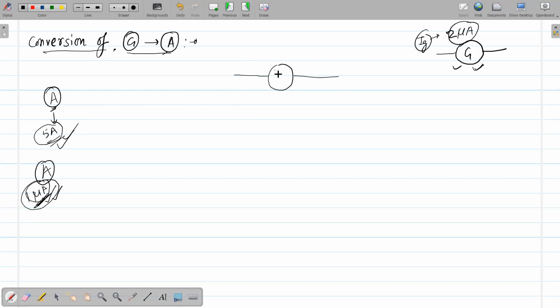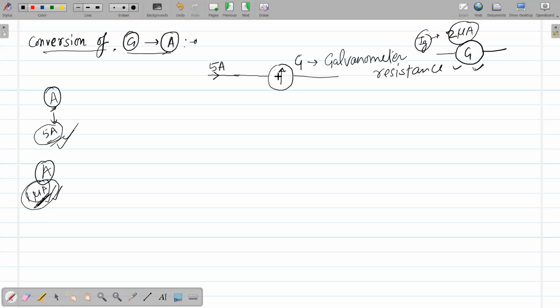This is the galvanometer, let's say. Here we have a needle, right? And actually a galvanometer consists of some kind of coil, right? So that coil must be having some resistance. Let's say this is G. This G is what? Galvanometer resistance, right? And now what I'm going to do is pass 5 ampere current through it, right?